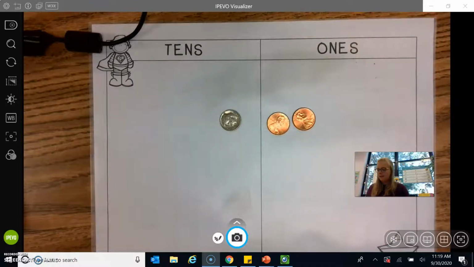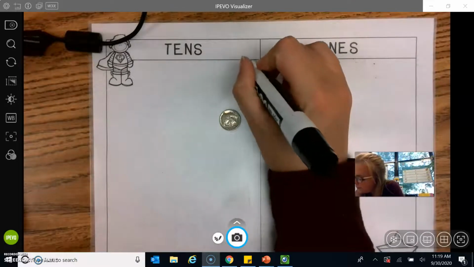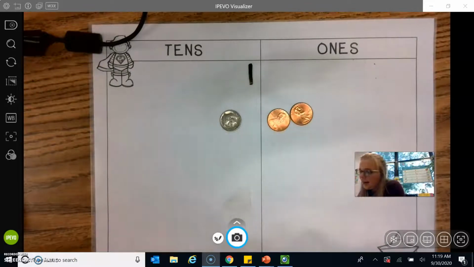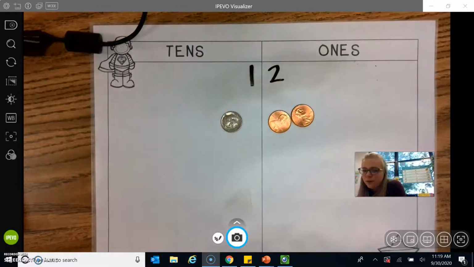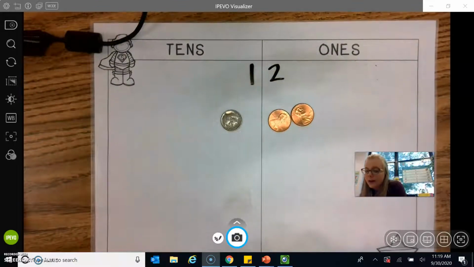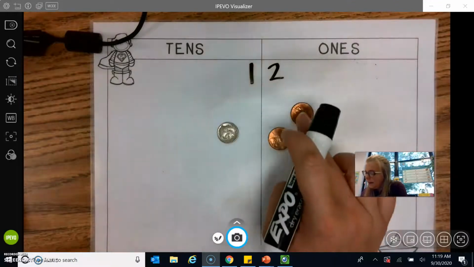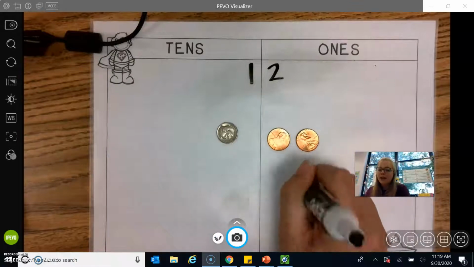What does this represent? So what number is this? I see I have 1 dime. Remember, a dime is a group of 10. So I have 1 10. And how many ones do I have? 2. So what number is this? 12. Okay, remember you can count. You count your dimes as 10, 11, 12. Count dimes by 10s, pennies by 1s.